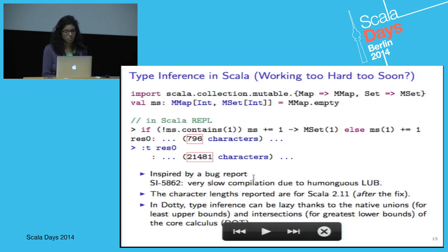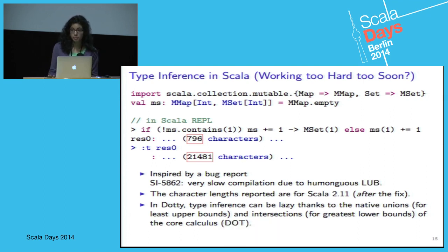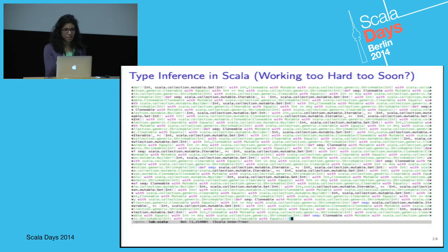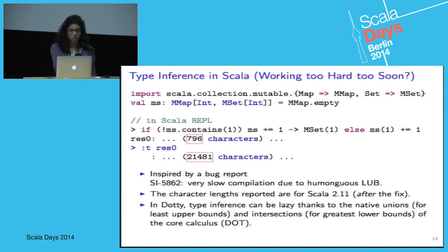And in this bug report, the problem was that this was really slow for the compiler. And this 20,000 characters that you get is actually after the bug fix. And so it was actually doing it pretty quickly, but it was this humongous type. And of course, one issue is that you might get such a type in your error message if you end up trying to do an operation on the result of this.